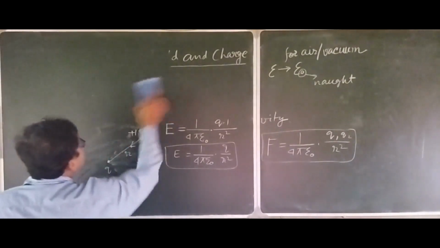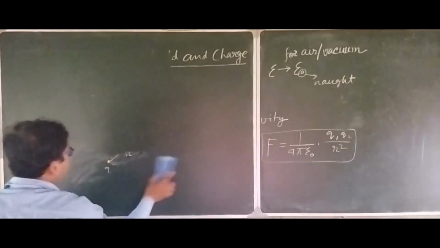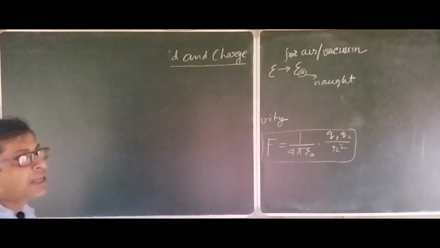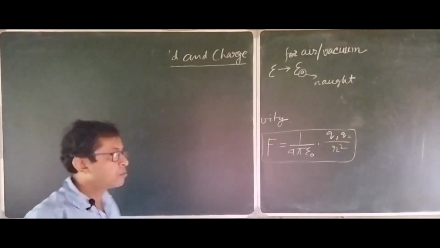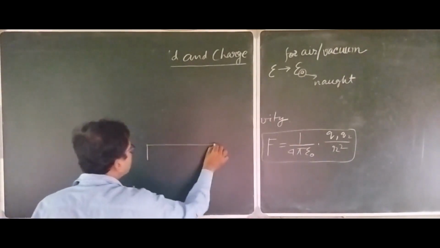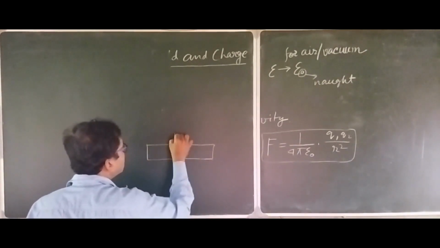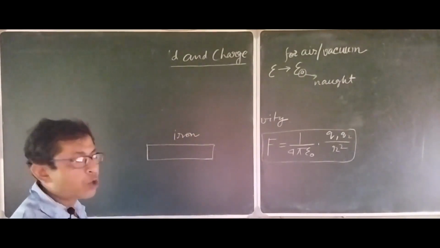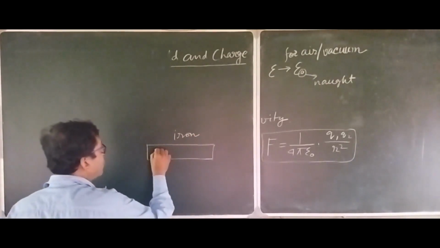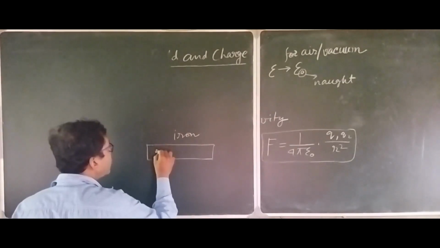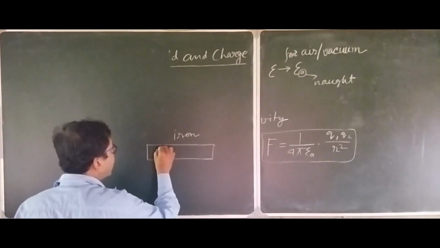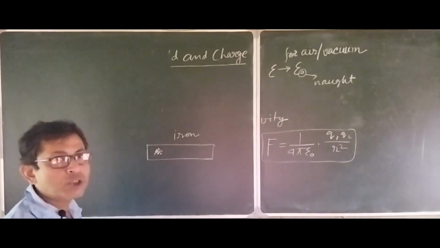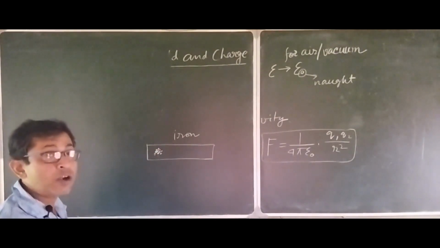Now the next topic is electric dipole. Let's consider a small piece of iron. A small piece of iron. Since it is metal and solid, so the atoms are extremely closely packed together. The interatomic gap is almost negligible. They are almost in contact with each other.